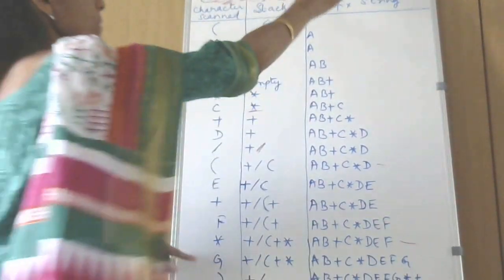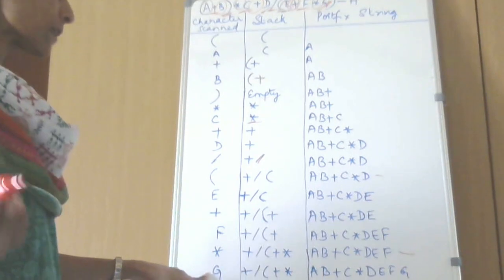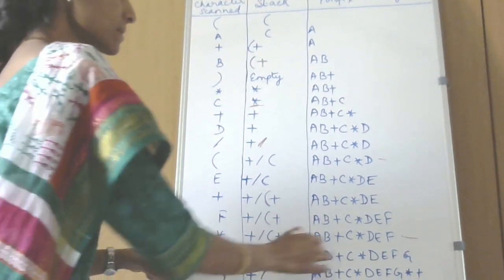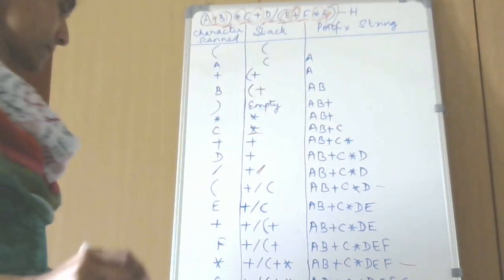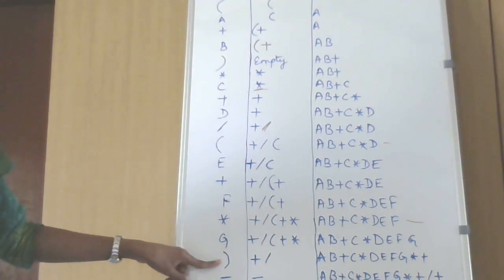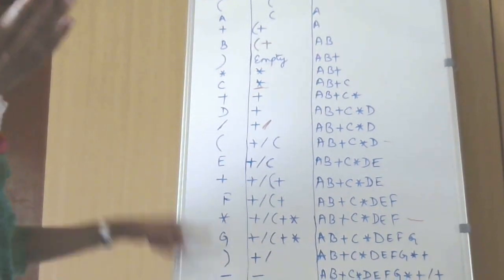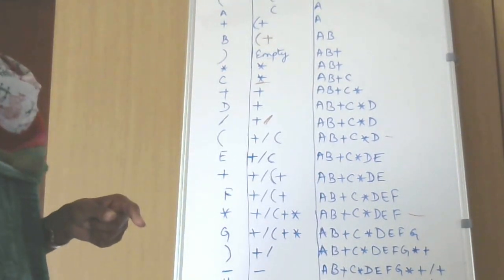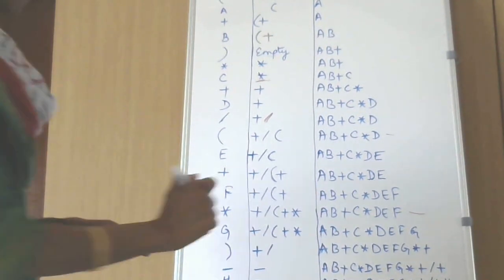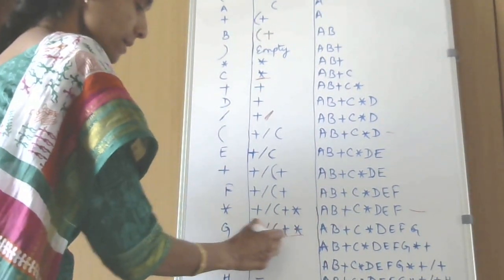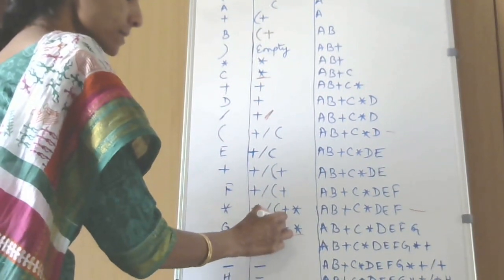Next is G. I bring in G here. G is an alphabet, so all my stack will remain as it is. I will add G to the postfix string. Next I have my closing braces. I said whenever I bring in a closing braces, what should I do? Whatever I have in the stack should be popped out and added to the postfix string until I encounter an open parenthesis. Now, this is our current stack contents.